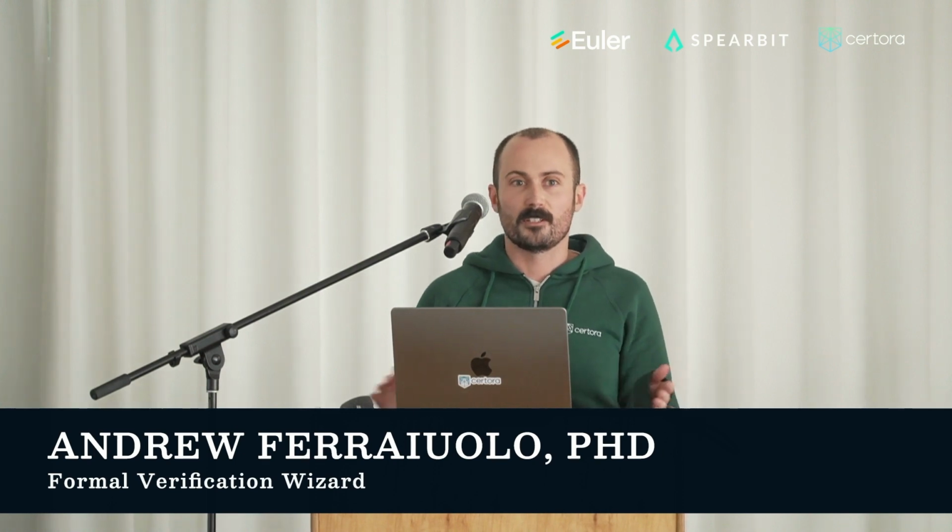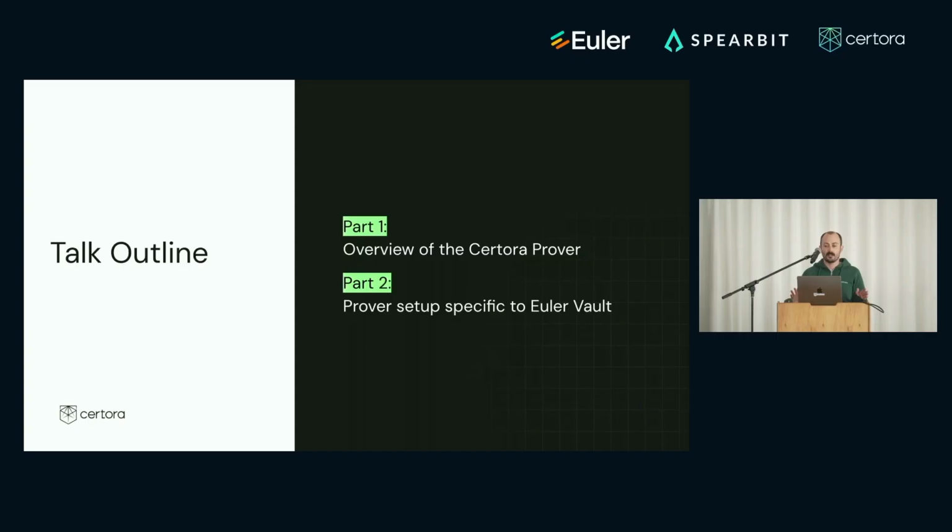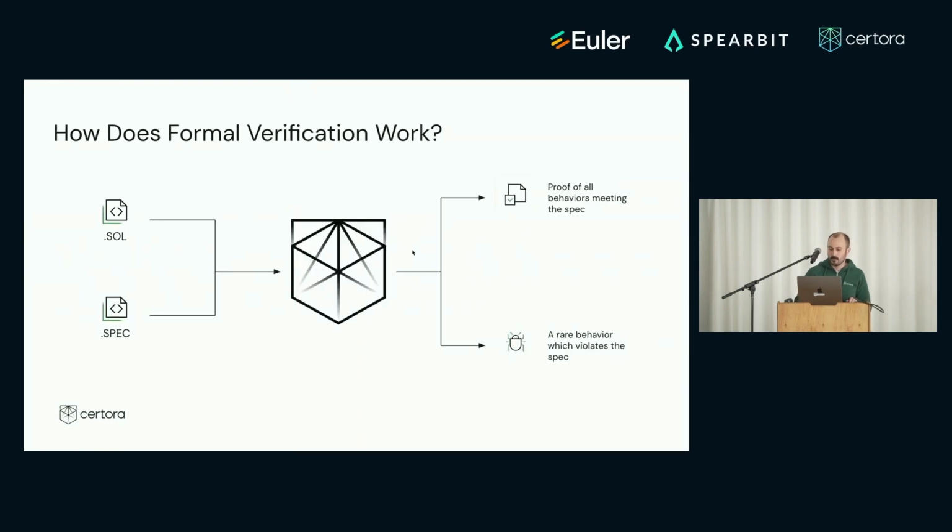So this talk is split into two parts. In the first part, I'm going to give an overview of the Certora prover, how to use it, and what it's doing under the hood to help you use it in the contest, and also go over some of the setup specific to the Euler Vault. So when we do formal verification, we take two things as input.